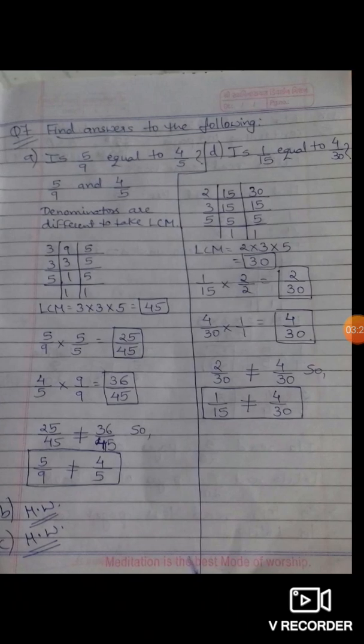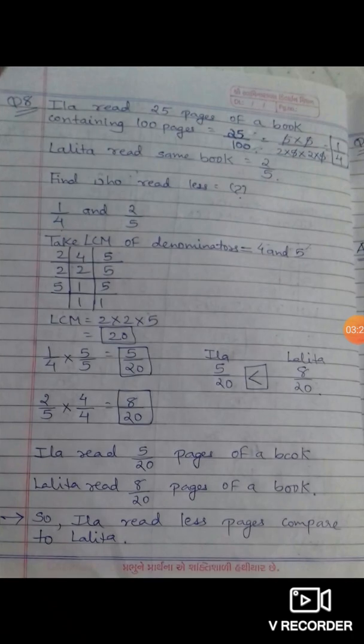Now coming to question number 8. Here children, 8, 9 and 10 are given in word problem form. Question number 8: Ila had read 25 pages out of a book containing 100 pages. So 25 upon 100 is our fraction. Out of a total of 100 pages, she read 25 pages. So 25 will be the numerator and 100 will be the denominator. So 25 upon 100 is a bigger fraction.